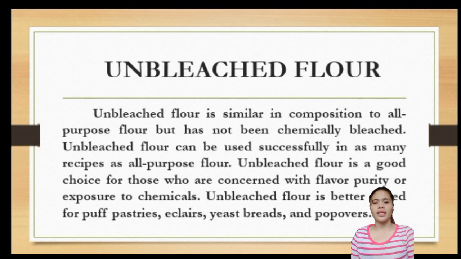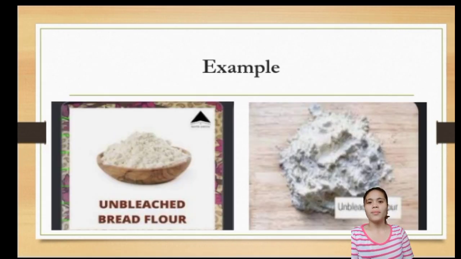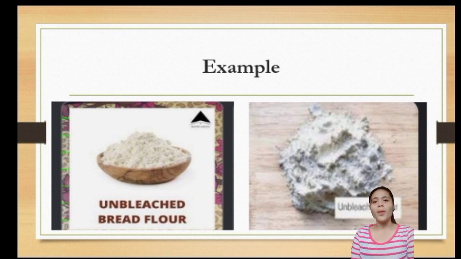The second is unbleached flour. Unbleached flour is similar in composition to all-purpose flour but has not been chemically bleached. Unbleached flour can be used successfully in as many recipes as all-purpose flour. It is a good choice for those who are concerned with flavor, purity, or exposure to chemicals. Unbleached flour is better suited for puff pastries, eclairs, breads, and popovers.